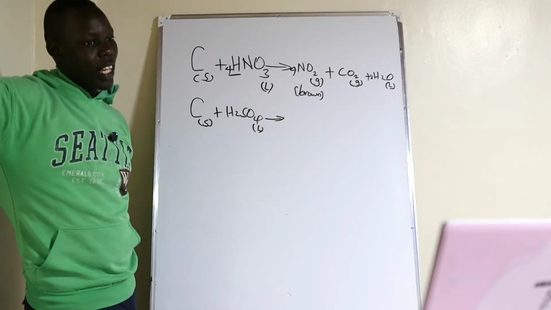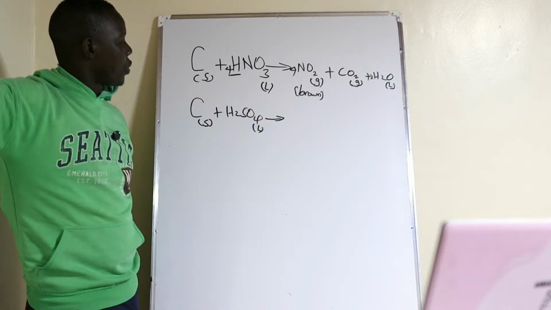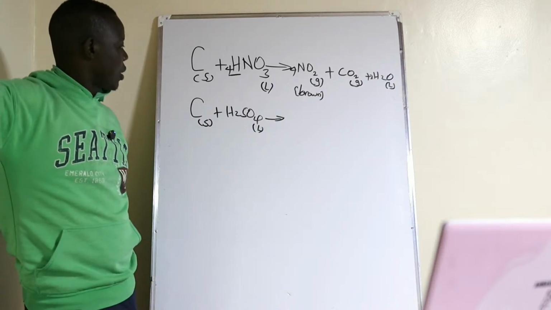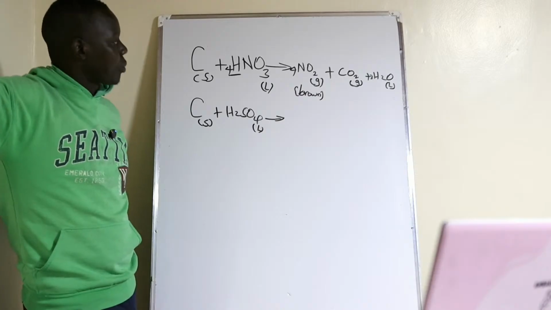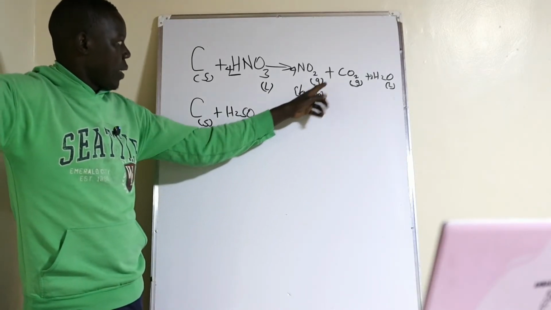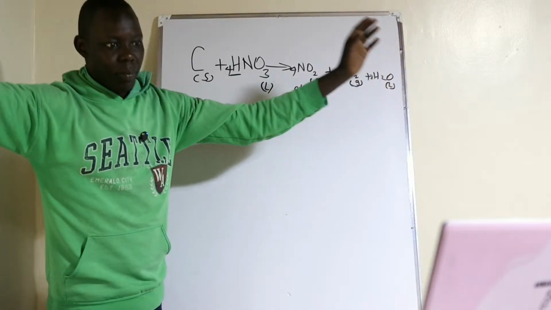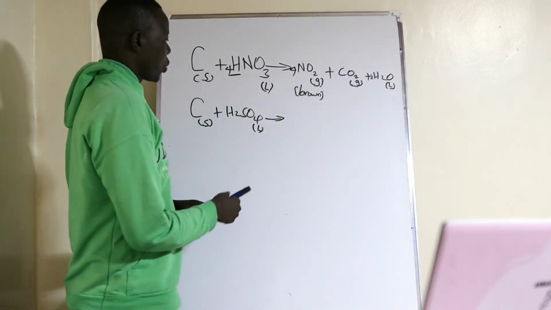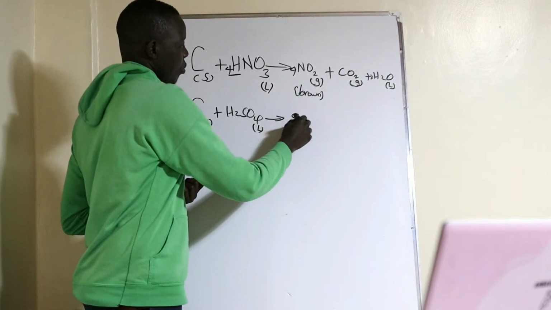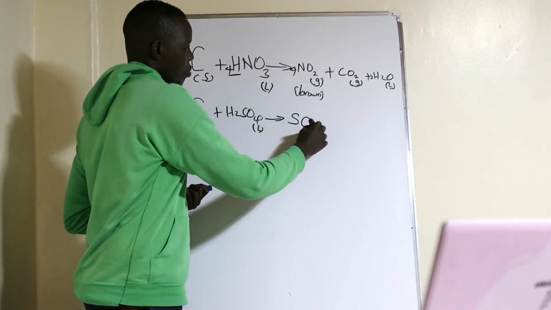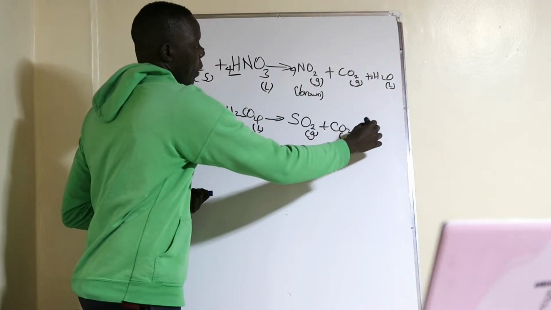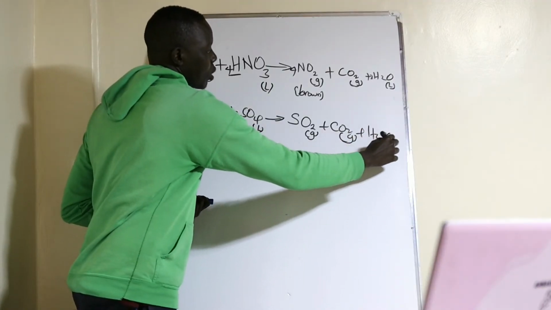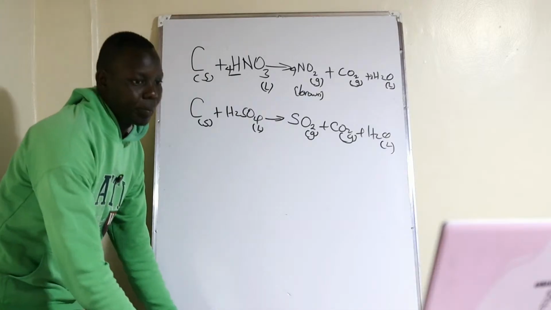Now, let's write the equation of this. Carbon plus H2SO4. And take up sulfur oxide. And then the rest remains the same. So this is going to be SO2. Nataka unibalancie. I want you to balance for me.